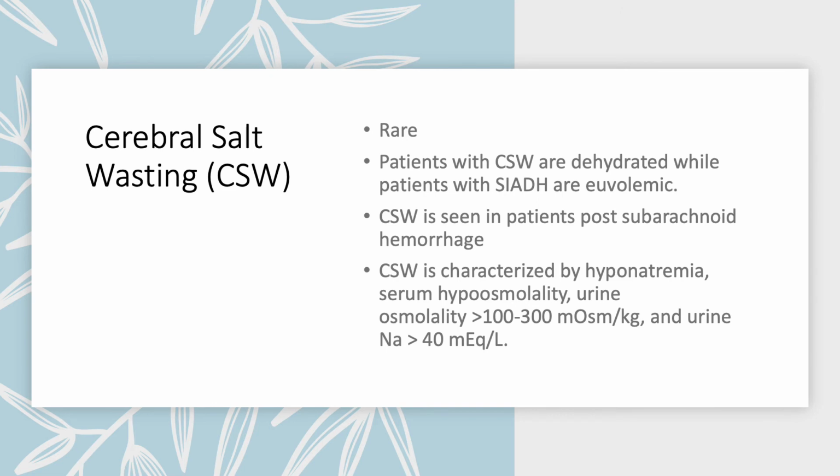I have to say a word about cerebral salt wasting. It's really rare, but sometimes it gets confused with SIADH. Patients with cerebral salt wasting usually come in several days after a subarachnoid hemorrhage. They're dehydrated, they have low blood pressure, they have orthostatic hypotension. Their urine osmolality is 100 to 300. Urine sodium is over 40, but sometimes can be really high. It can be 150, 200. If you ever see a case, you won't forget it.